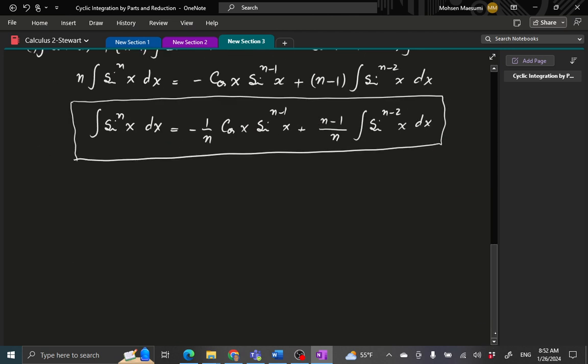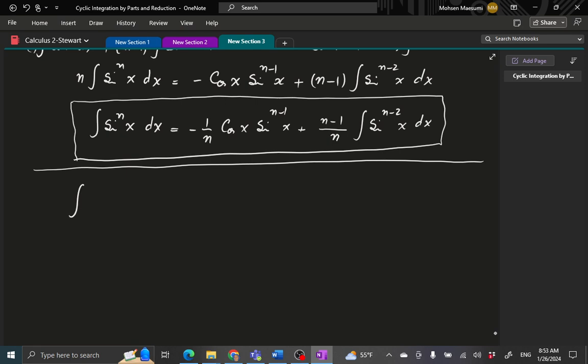One type of example that shows up in this section quite often is a definite integral, for example between 0 and pi over 2. The limits of integration are chosen to be nice with respect to what we want to do, and some powers of sine.